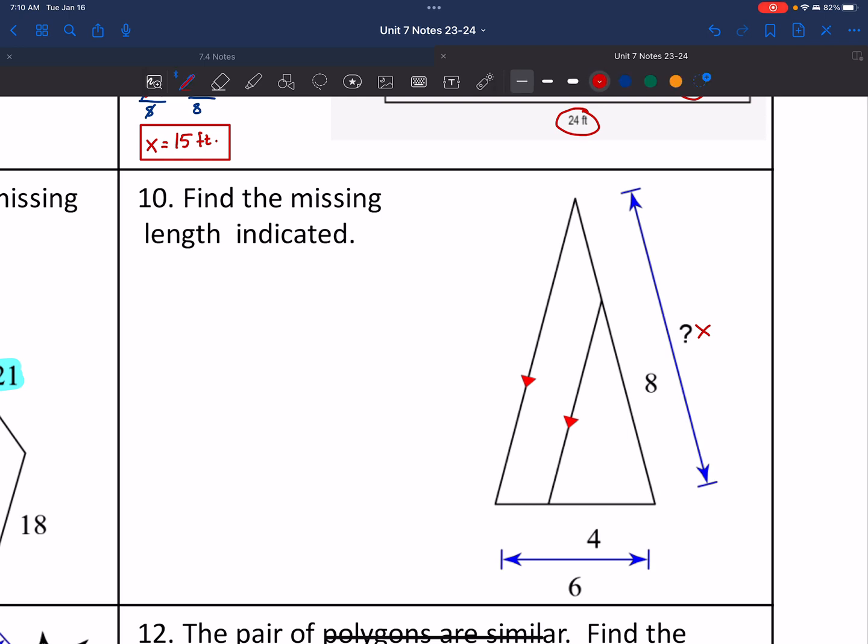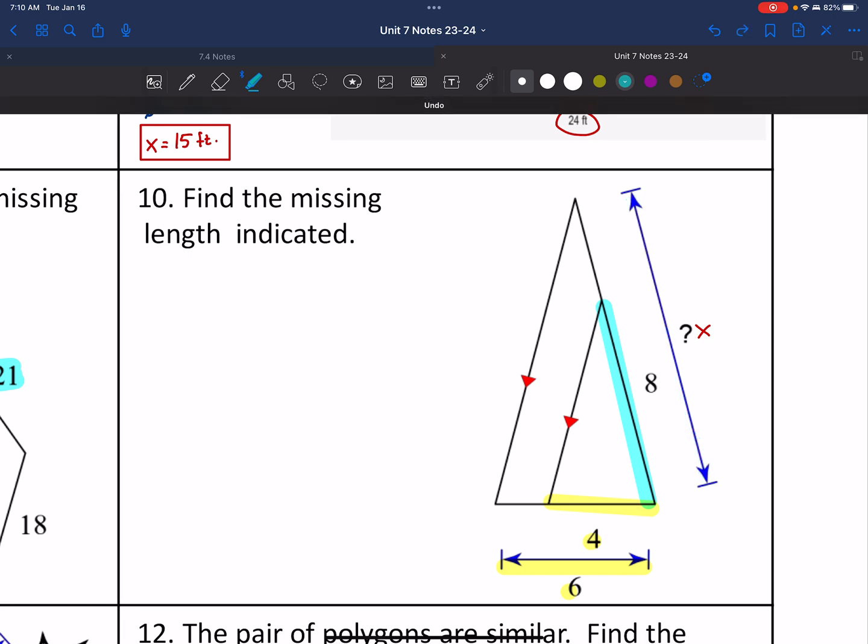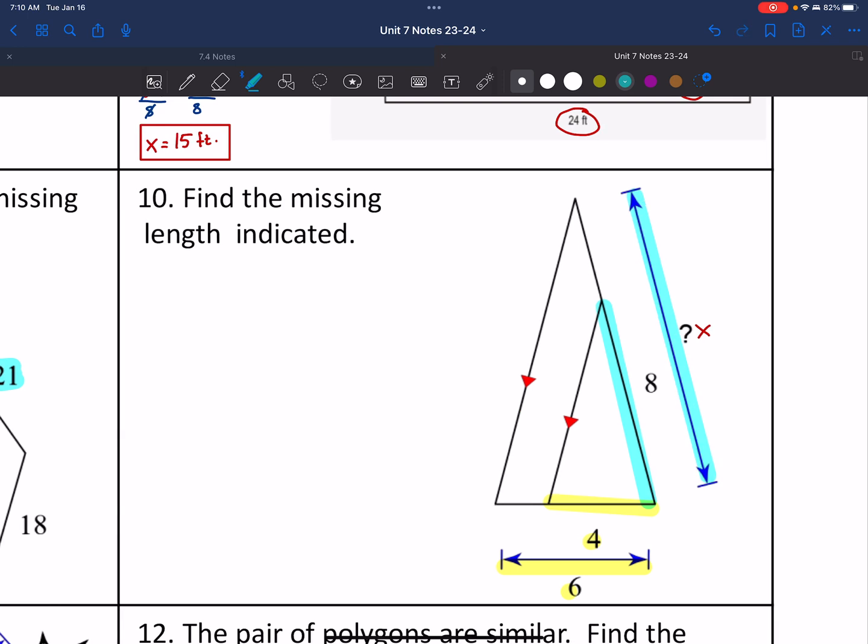And so we can just immediately go ahead. We see that this side length is 4. The whole thing is 6. And then on this one, we've got 8, and then the unknown side, x, right? And so what I can do is I can just immediately set up my proportion using those measurements. I can say 4 over 6 is equal to 8 over x. I did small over big equals small over big.